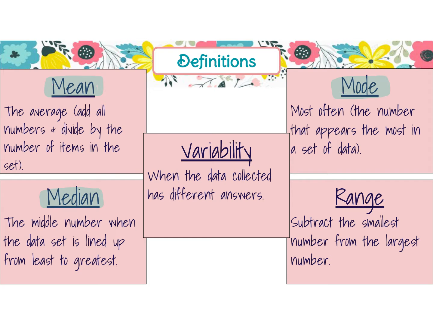The range can be found when we subtract the smallest number from the largest number in a set of data. And variability is when the data that's collected has different answers.